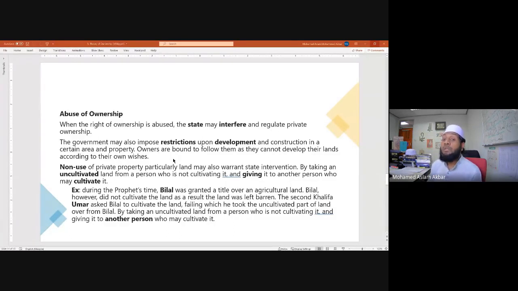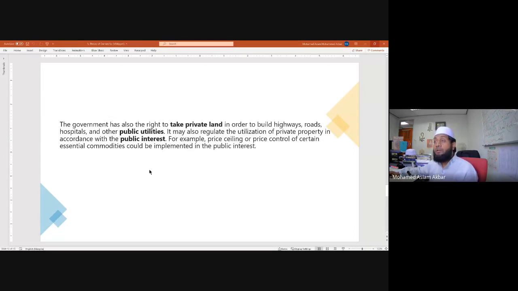So this is also very important. Even though you bought a land, but if you are not using it, if you are not producing something from the land, the state can come and take your land and then give it to someone who actually can do. The government also has a right to take the private land in order to build highways, roads, hospitals, and other public utilities. See, this is the reason why state and government is very, very important in Sharia.